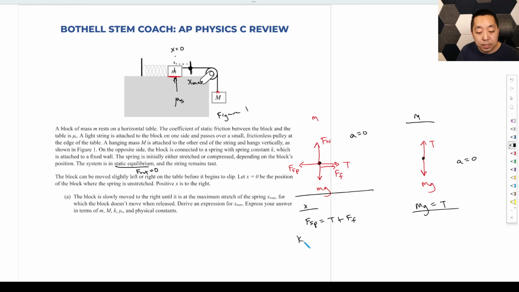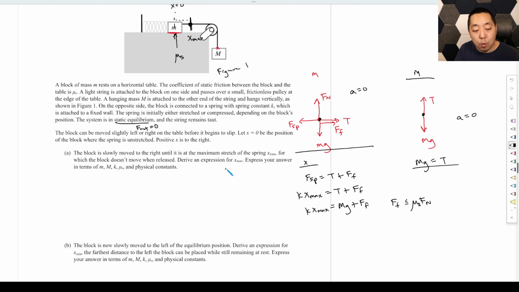So this is k times x max is going to equal the tension plus the force of friction. The tension is equal to big Mg plus the force of friction. Now, we need the force of friction to be less than or equal to mu times the normal force, right? Which is the maximum static friction. So now we've got to look at the y direction to talk about the normal force, right? So upward forces equal downward forces, so Fn just equals mg.